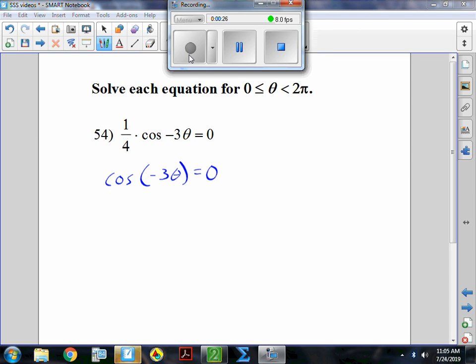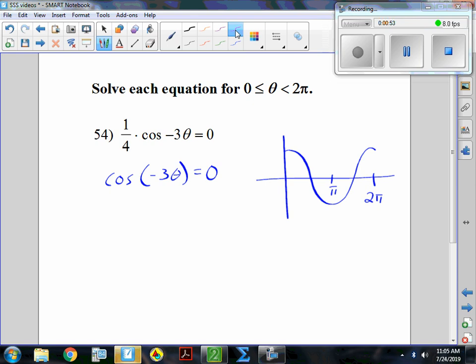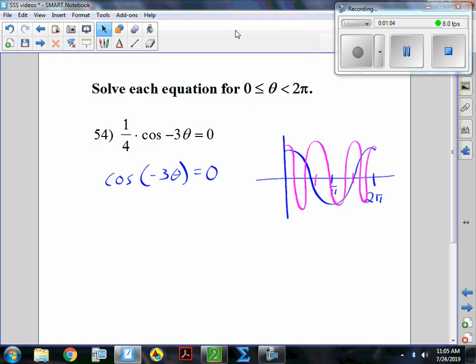And then the negative 3 theta means that from 0 to 2 pi, instead of there being 2 locations that cosine is equal to 0, there's going to be 3 times that many because you're going to do 3 cycles of the cosine curve from 0 to 2 pi. So if normally the cosine curve makes one full cycle between 0 and 2 pi, if I have a 3 theta, it's going to do 3 cycles in that space. Something like that. So we need to figure out those locations.